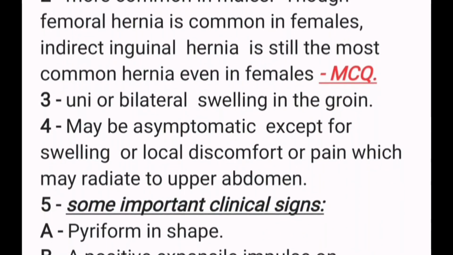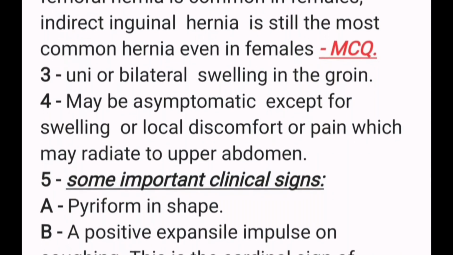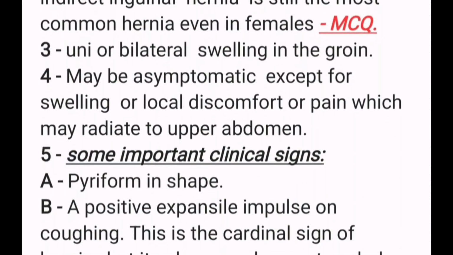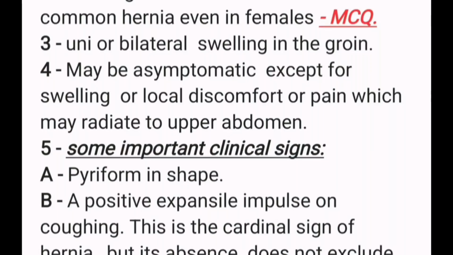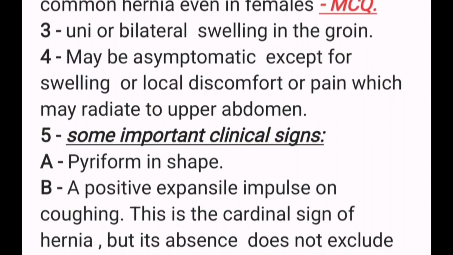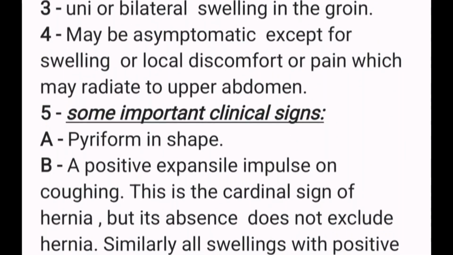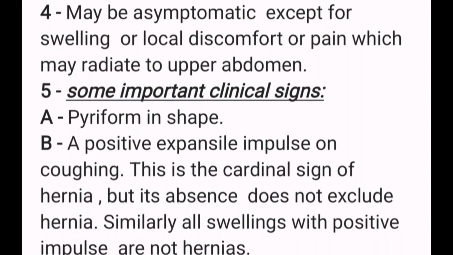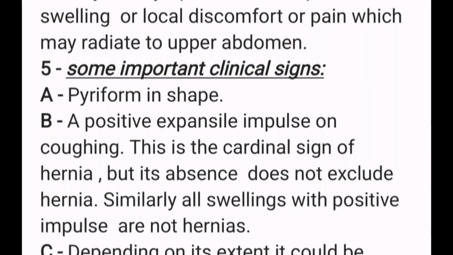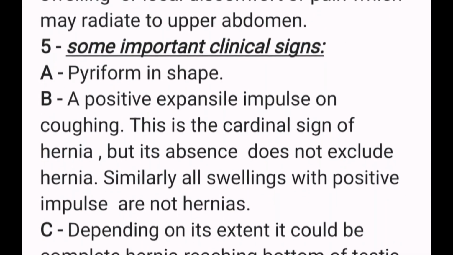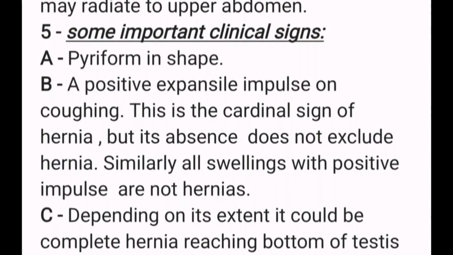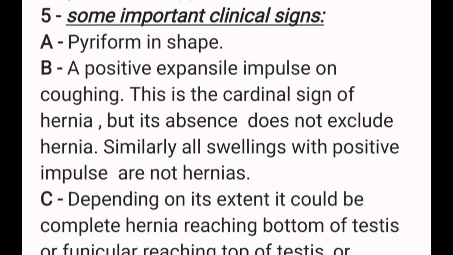It may be unilateral or bilateral and usually presents as a swelling in the groin. It may be asymptomatic except for swelling, or local discomfort or pain which may radiate to the upper abdomen. Some of the important clinical signs are as follows. It is pyriform in shape, with a positive expansile impulse on coughing. This is the cardinal sign of hernia, but its absence does not exclude hernia. Similarly, all swellings with positive impulse are not hernias.